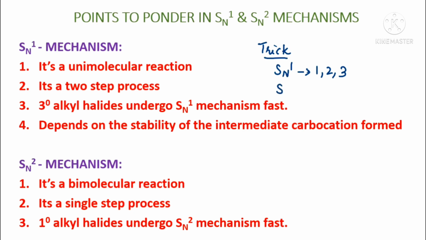If it is SN2, then you should have in mind 2, 1, 1. So what does this 2 represent? 2 represents it's a bimolecular reaction, 1 represents it's a single-step process, and 1 represents primary alkyl halides. Normally primary alkyl halides undergo the SN2 mechanism very fast. Understood, students? All these points you should always have in mind while dealing with SN1 and SN2 type reactions. We shall see the problems now.